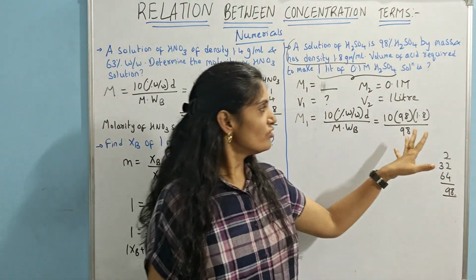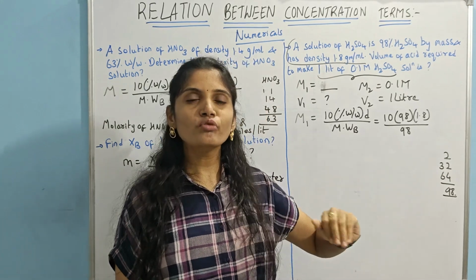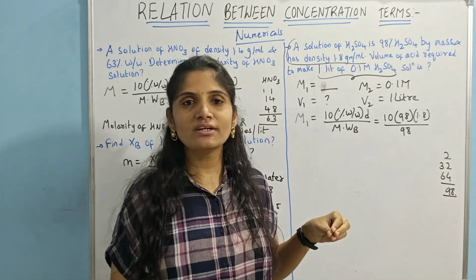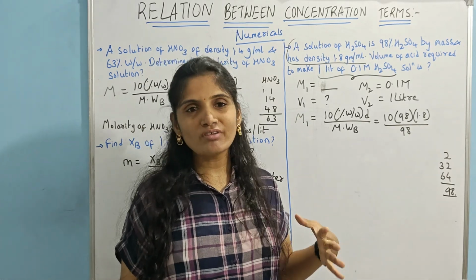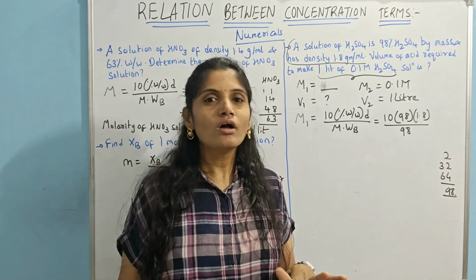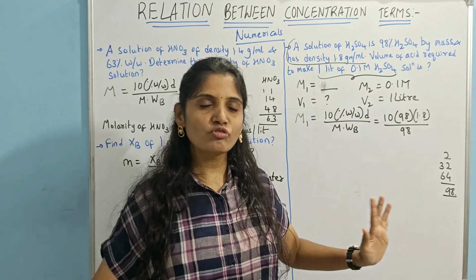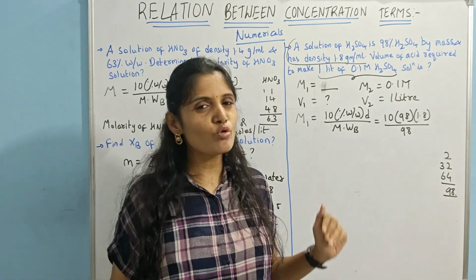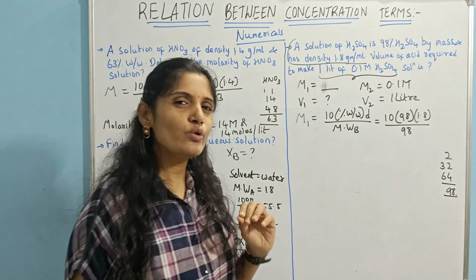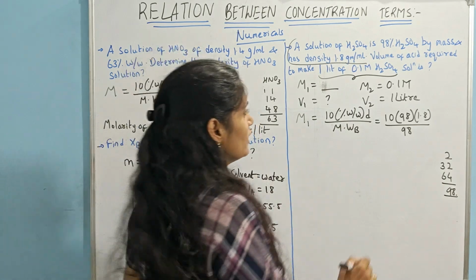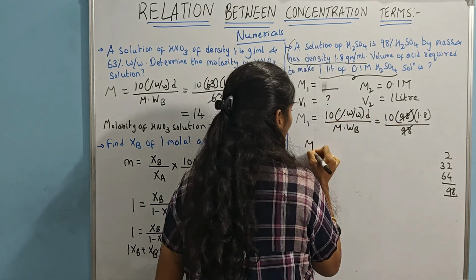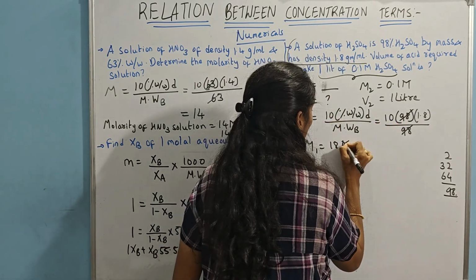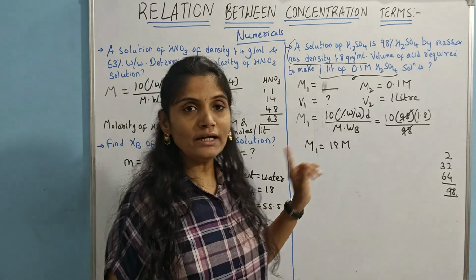Now the calculation is very easy. Most of the time in exam, even the paper setter understands that you have a time limit. So he will give the numbers in such a way that your time is judiciously used. He will not give such big numbers, but sometimes he might; most of the times they'll try to give numbers so that you can solve it in less time. 98 gets cancelled, 1.8 into 10. So molarity is equal to how much? 18 molar or 18 moles per liter.